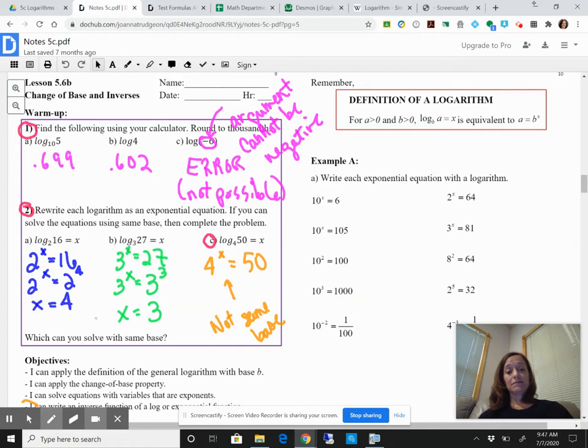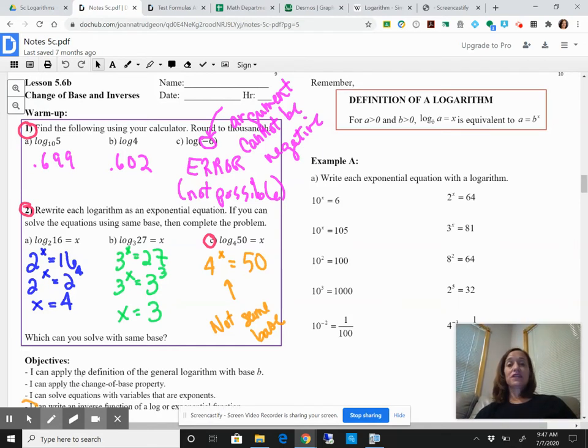B, same procedure. C, I take the log and I change it to exponential. 4 to the x equals 50. But the problem here is that 50 cannot be written as a base 4 easily. It would be a weird decimal number. So we're just going to give up on that one. You cannot solve this with the same base method. However, today we'll learn how to solve that as a log, and you won't have to change it to the same base method really anymore at all, because you'll be able to solve logarithms.